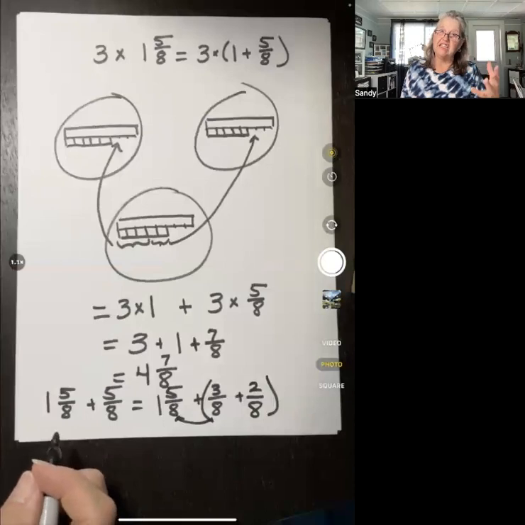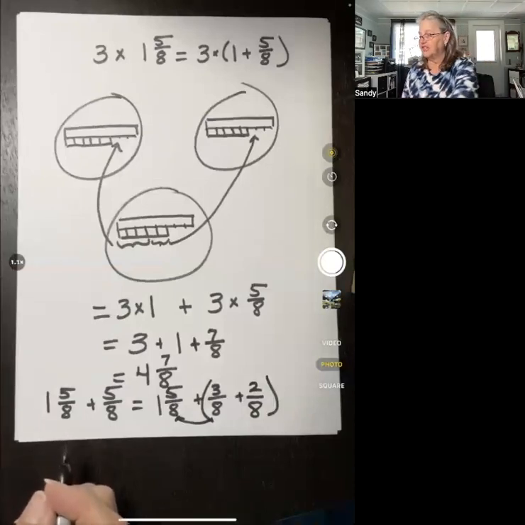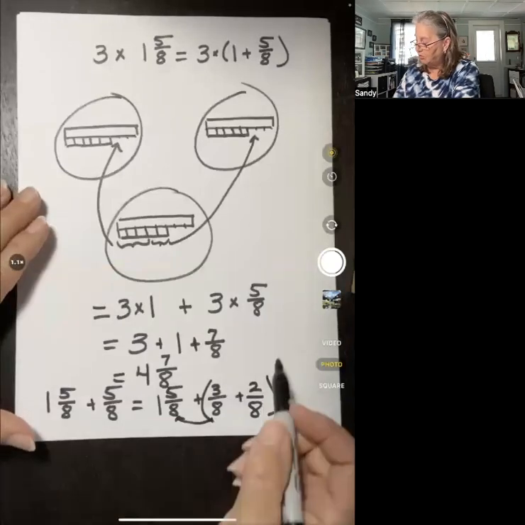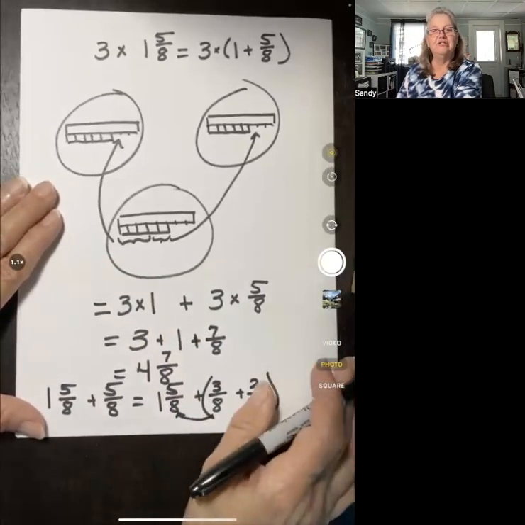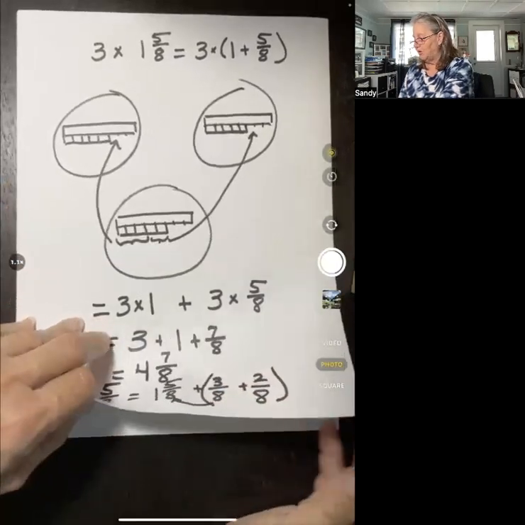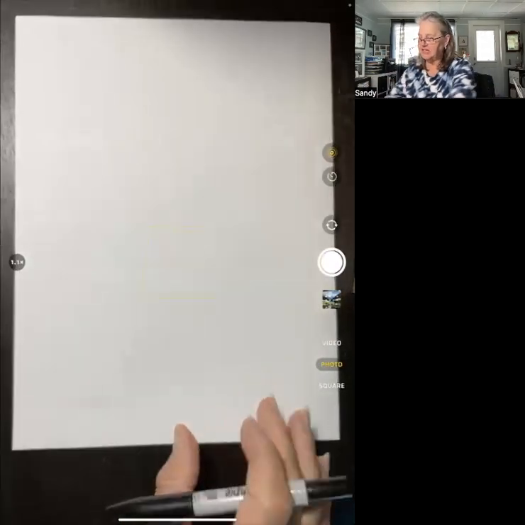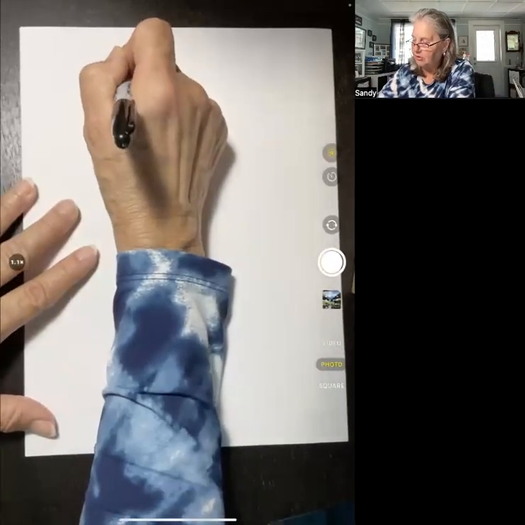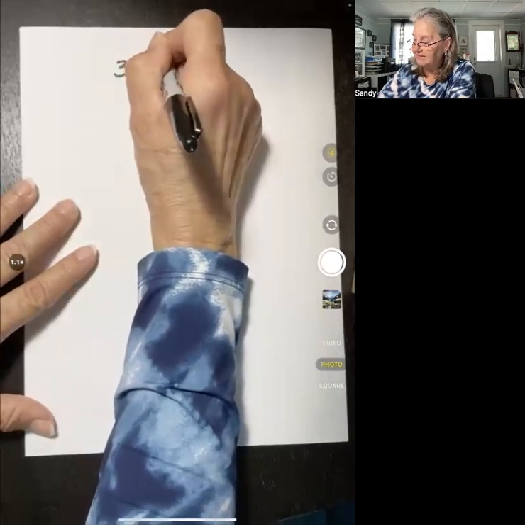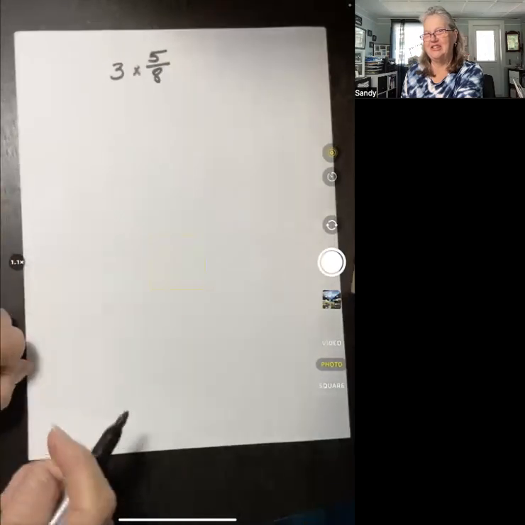We're using the ideas we learned when we were adding and subtracting fractions with the multiplication, but we're linking it into distributive property. Okay, now we'll do one more. And I'm going to stick with the 3 times 5/8. Give it one more go. Make sure we're clear on how this works.